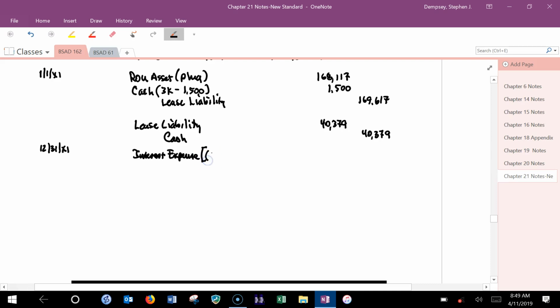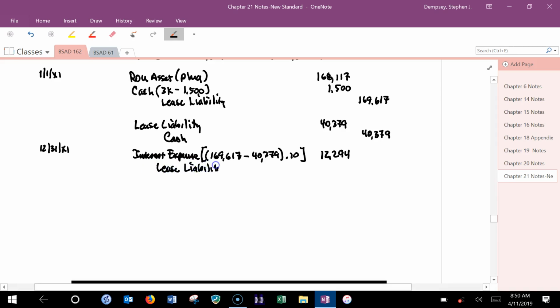So we know the liability initially started at 169,617, but we made an immediate payment of 40,379. They would use a 10% interest rate because they figured out the implicit rate. And it's a full year. So that amounts to $12,294. That increases the lease liability.